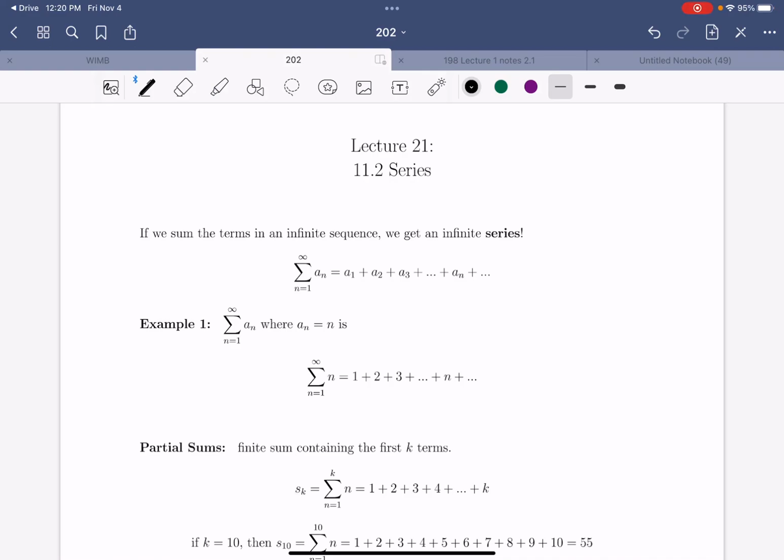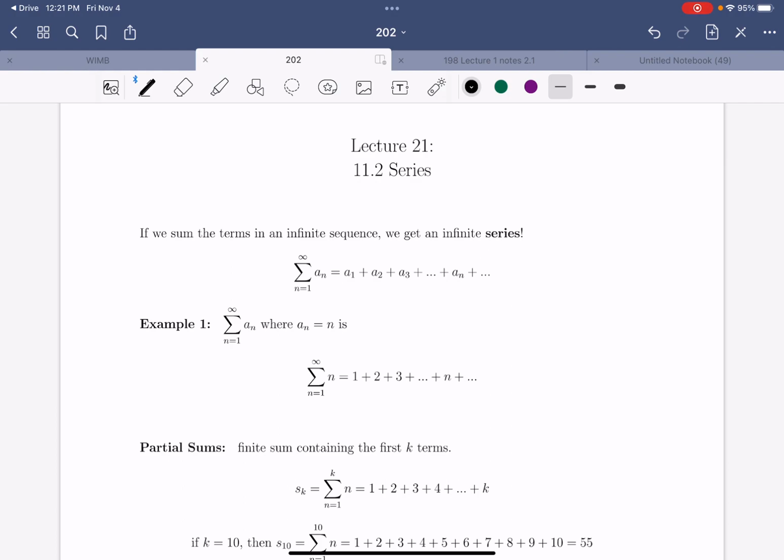Okay, this is lecture 21. This is on section 11.2, and we're going to talk about series. In section 11.1, we talked about sequences, and that's just a list of numbers. Now, in order to turn it into a series, we're going to take that list of numbers and add them all up.